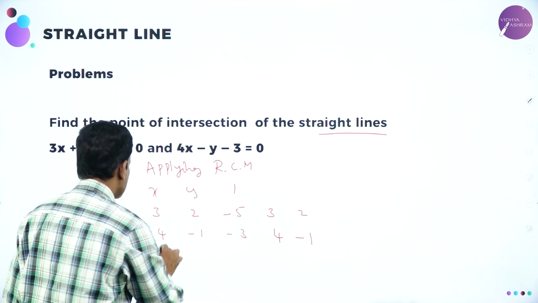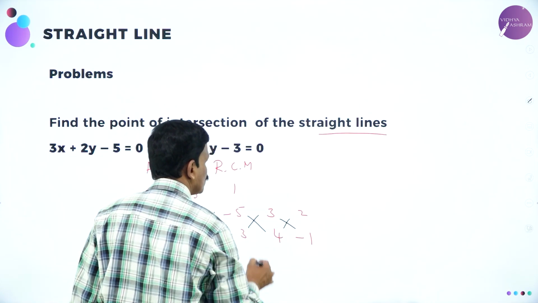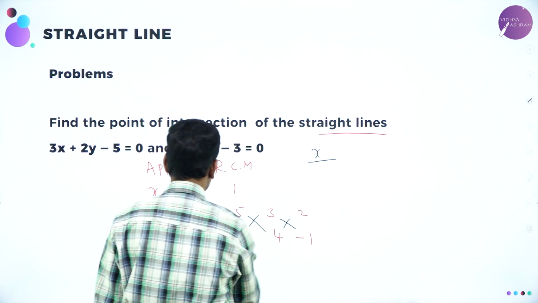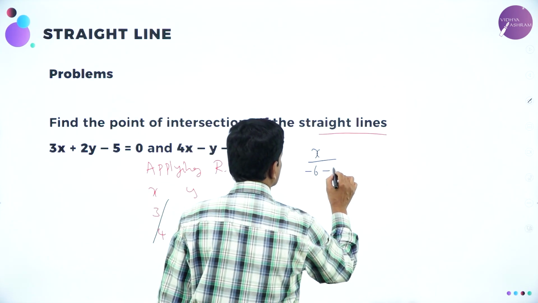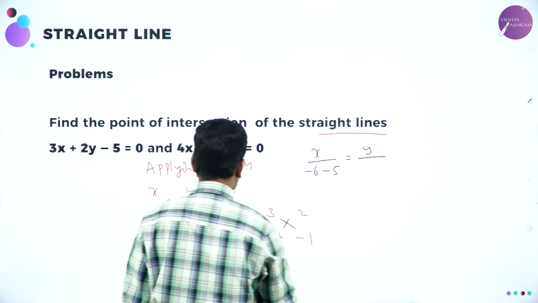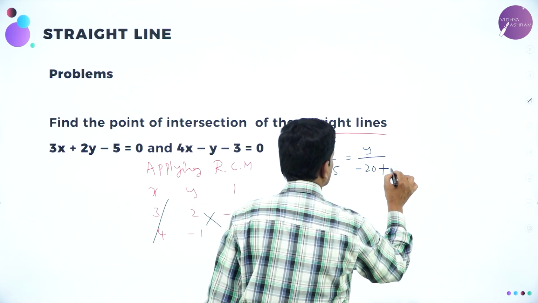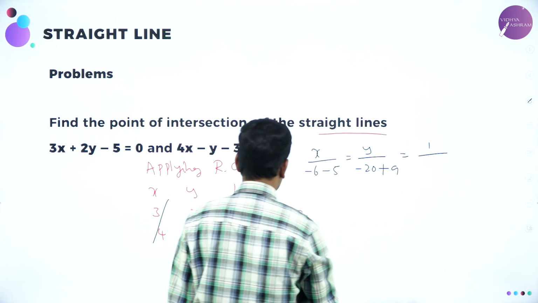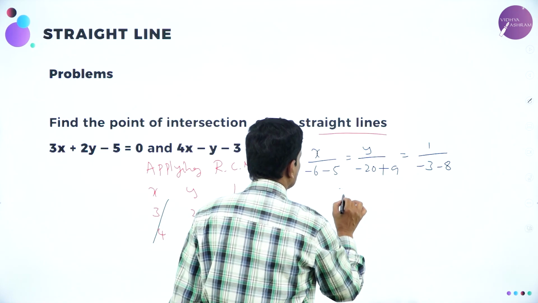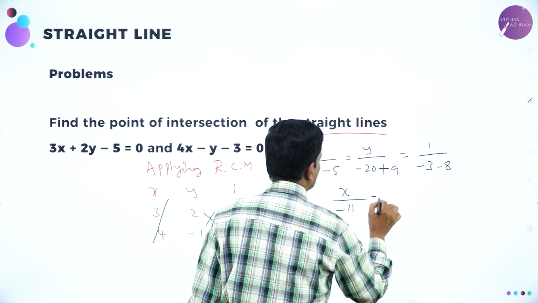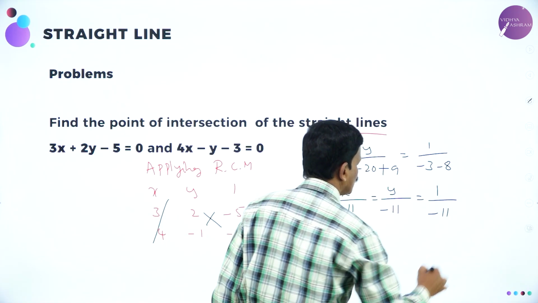Then strike the first one, apply the cross multiplication like this. Now that is x divided by minus 2, 3 is 6, minus into minus plus 1, 5 is 5. Y divided by 5, 4 is 20, minus 20, minus 3, 3 is 9, minus into minus plus 1. 1 divided by 3, 1 is 3. Minus 3, minus 4, 2 is 8. That is x divided by minus 11, y divided by minus 11, 1 divided by minus 11.